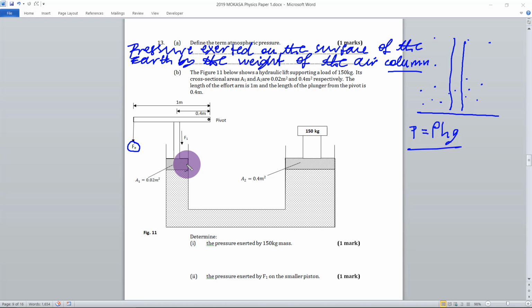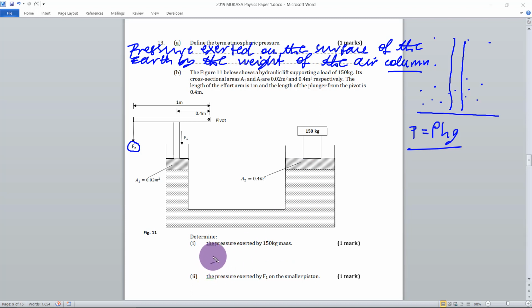Then this piston exerts pressure in the liquid, and this pressure is exerted throughout this liquid because it is incompressible. The same pressure is exerted on the larger area, and because this is a much larger area than that one, this force is multiplied several times, and then that force is used to lift this load. So we are asked to determine the pressure exerted by the 150 kg mass on the liquid.